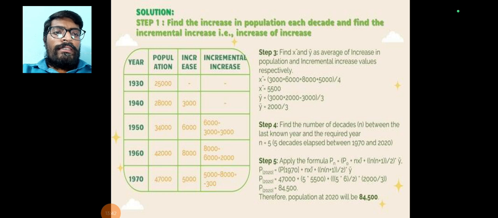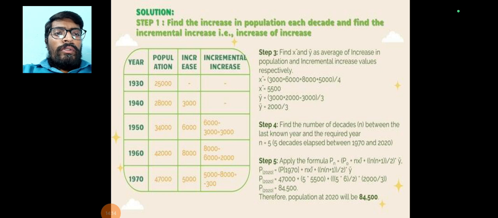Here 6000 minus 3000 is equal to 3000, and I3 minus I2, here 8000 minus 6000 is equal to 2000, and R3 is equal to I4 minus I3, here 5000 minus 8000 is equal to minus 3000. So we find the I and R values, the average increase in population and incremental increase values respectively.